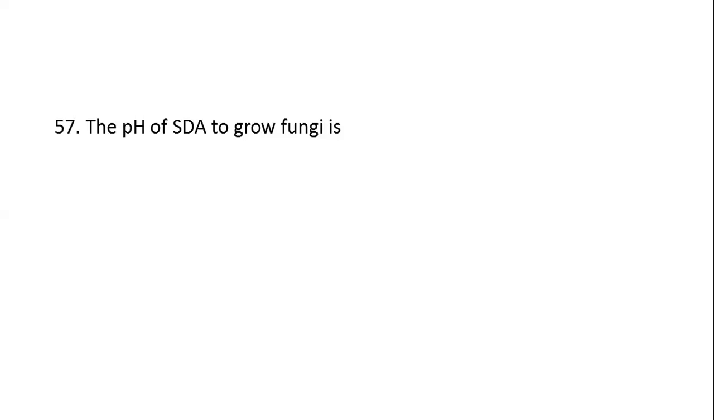Next question. The pH of SDA to grow fungi is. What is SDA? That is Sabouraud's dextrose agar medium. It supports the growth of only fungi. What should be the pH? Option A, 5.6. Option B, 6.8. Option C, 7.0. And option D, 8.2. Here the right answer is option A, that is 5.6. So slight acidic pH will be there.